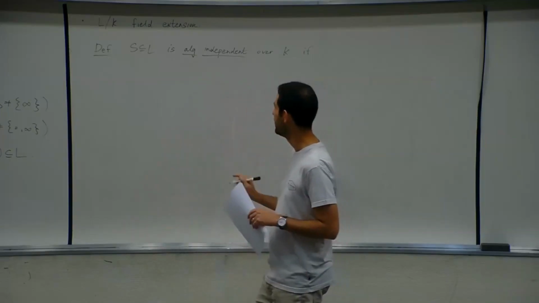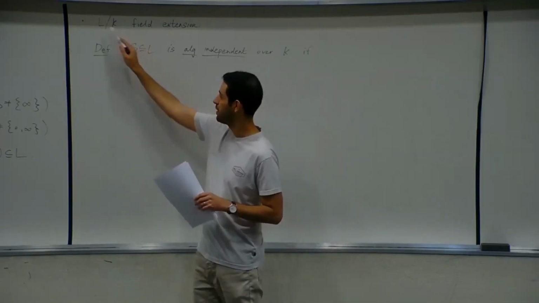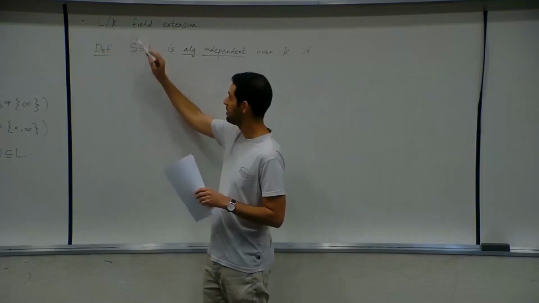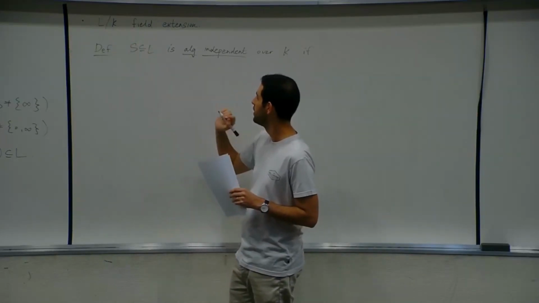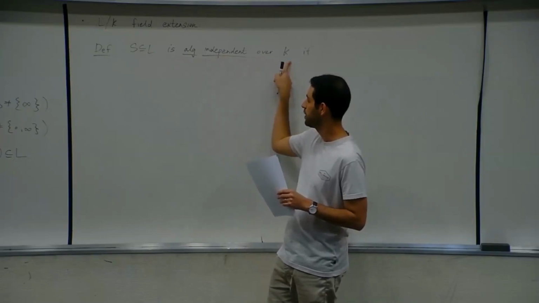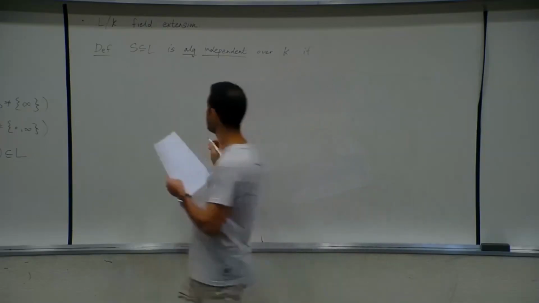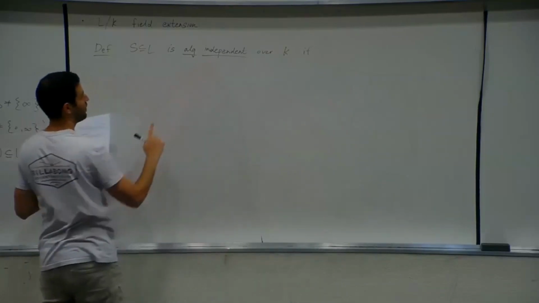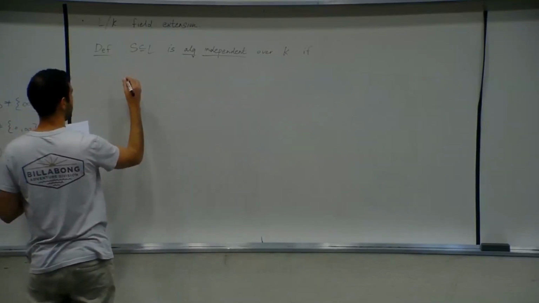K and L are fields, and L contains K as a subfield. A subset S of L is algebraically independent over K if what? Independent means there is no polynomial relation.